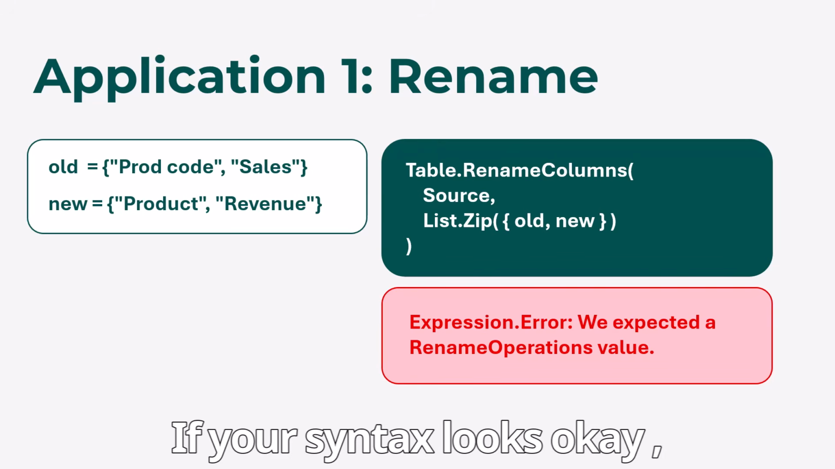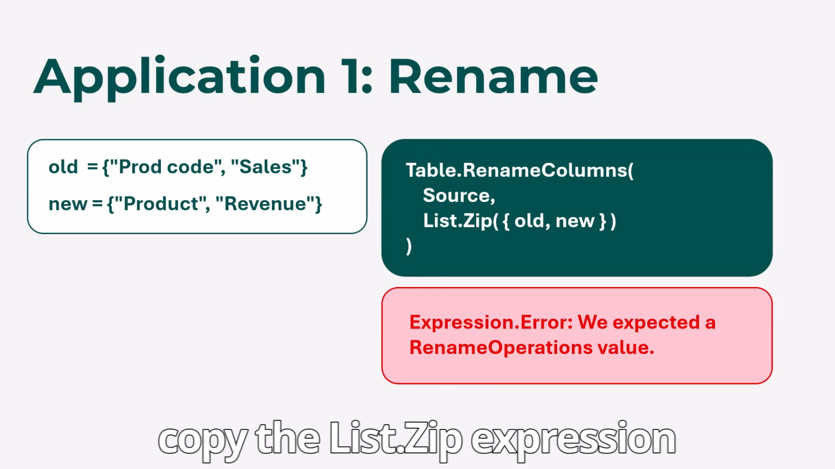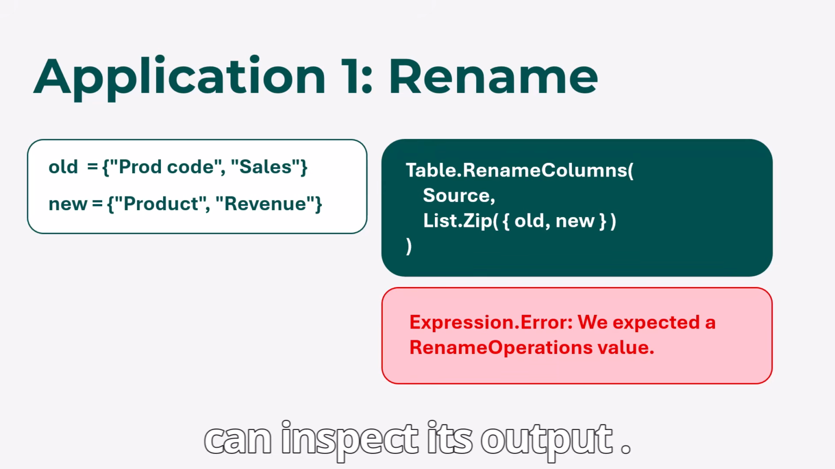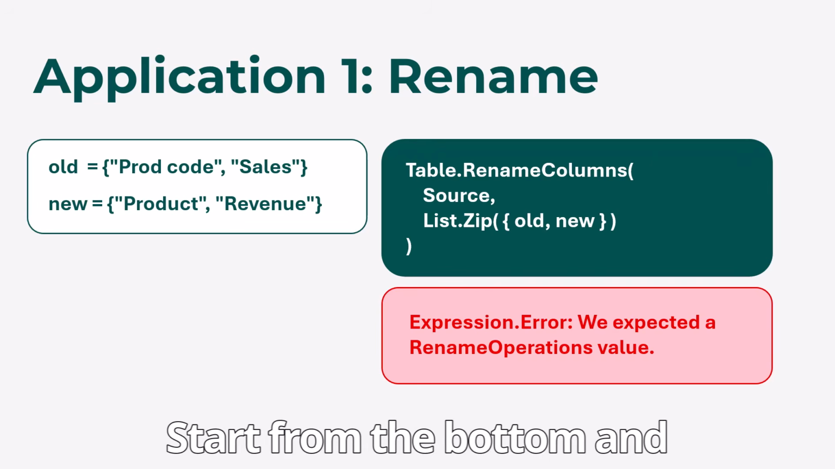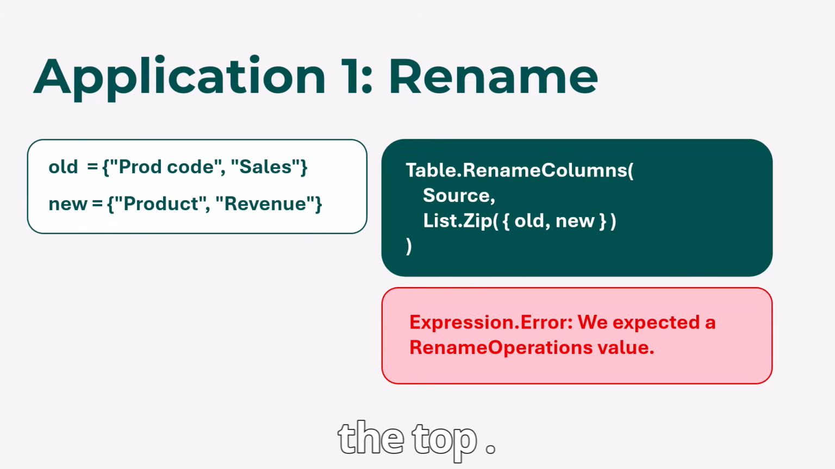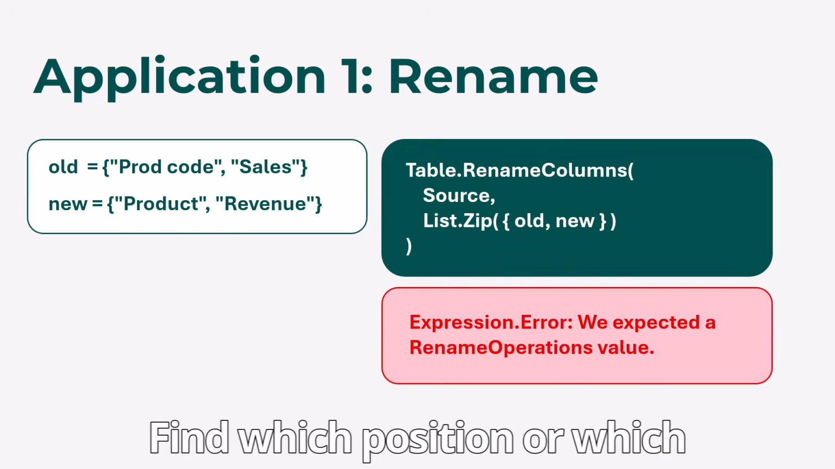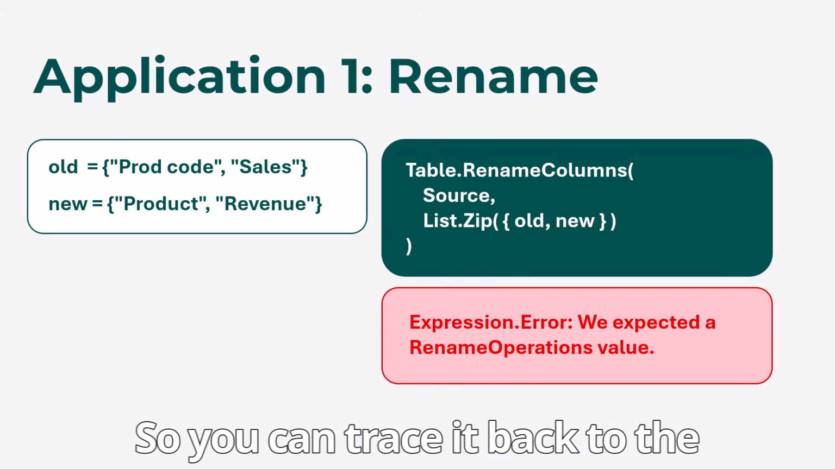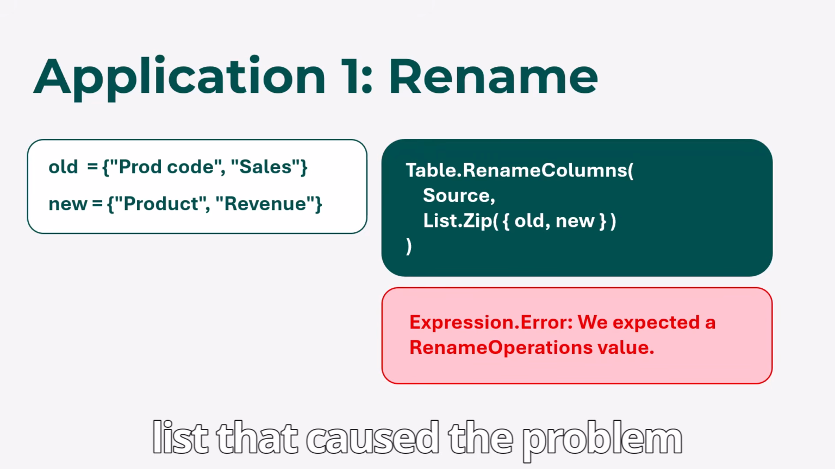If your syntax looks okay, copy the List.Zip expression into a separate step so you can inspect its output. Start from the bottom and work your way backwards to the top. Find which position or which positions contain a null, so you can trace it back to the list that caused the problem and fix it.